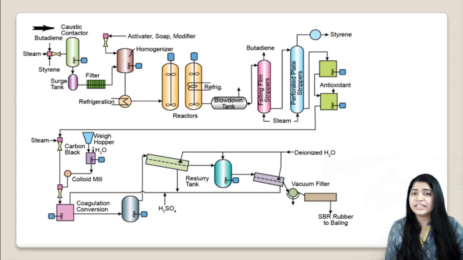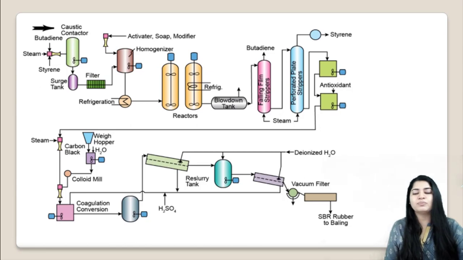Here you can see the detailed flow sheet. Starting with styrene and butadiene, they are fed into a caustic contactor, where you are adding caustic soda, NaOH. Now in the filter you take out the excess NaOH, then it is sent to the reactors. Activator, soap and modifiers are certain additives which are added here. In the reactor, refrigeration is carried out, so the temperature of your reaction mixture is kept low.